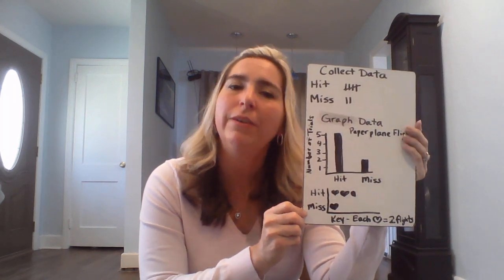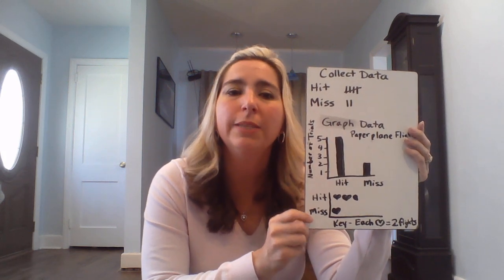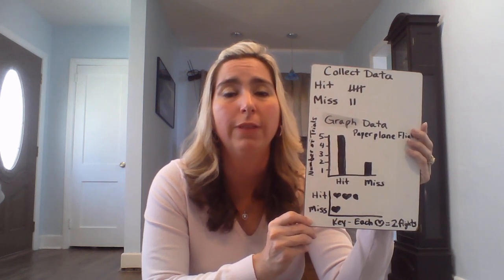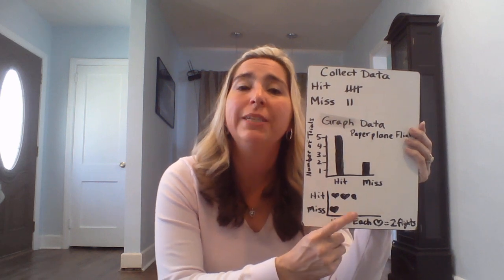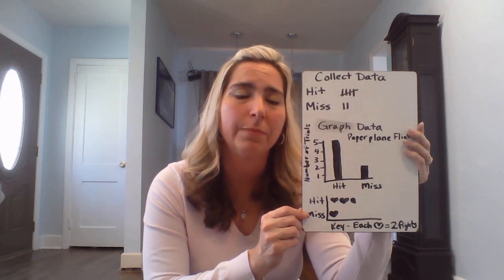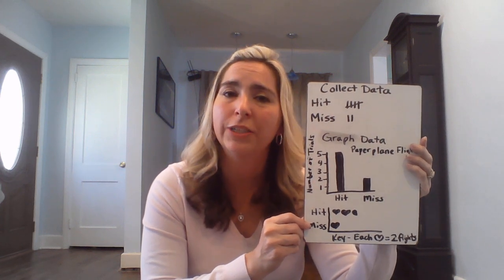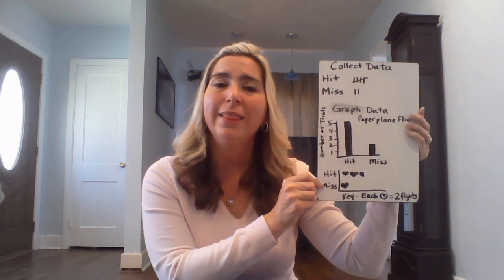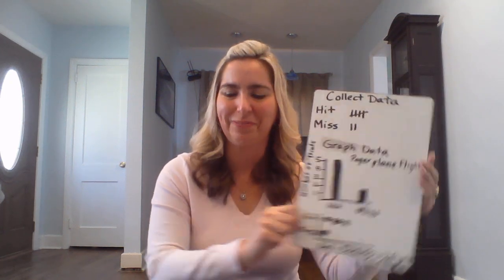On the bottom, I created a pictograph. This is a more advanced graph because my key says that each heart is equal to 2 flights. But I had 5 hits. So I had to represent this data with half a heart. Now you're incorporating the idea of odd numbers and fractions and how to represent that data. So now we've got math, science, and engineering all working together.